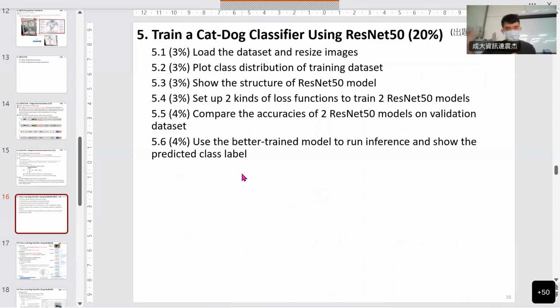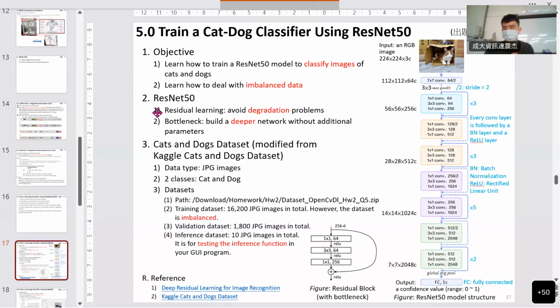Okay, so for question 5, we're going to train a cat and dog classifier using ResNet 50. In this question, we'll have 6 parts. Next, I'm going to introduce a little bit about this question. The first one is the objective. In this question, you will learn how to train a ResNet 50 model to classify images of cats and dogs, and learn how to deal with imbalanced data.